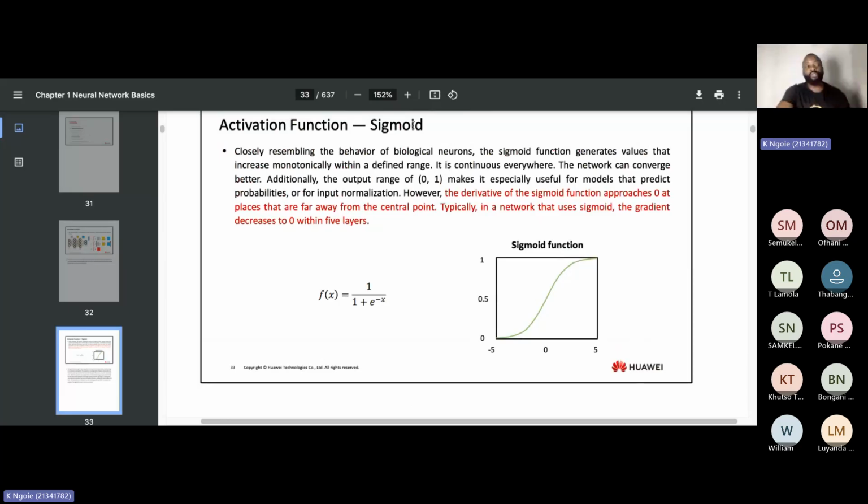For example, you have the sigmoid. This is the formula of the sigmoid function. The sigmoid function will take any value and convert it to a value between 0 and 1. All right. But the sigmoid has a problem. The more layers you have, the more it loses information. We call this the vanishing gradient problem. This is why you should use the ReLU activation function. All right, guys.